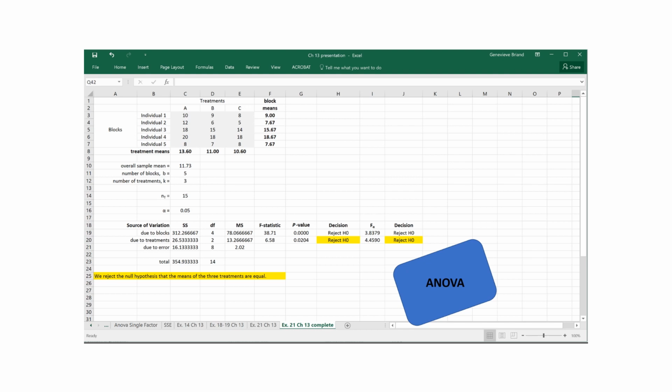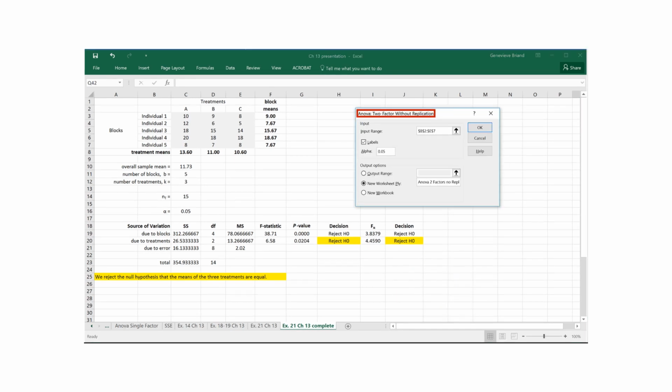Alternatively, we can also use Excel's built-in ANOVA data analysis tool. This time we select two-factor without replication. Note that the input range includes both the rows and columns labels, and the data. So we check the labels box, leave alpha at 0.05, and name our worksheet ANOVA two factors, no replication.